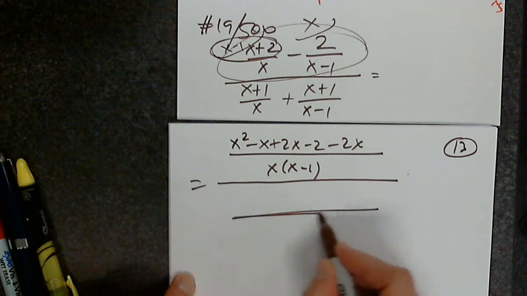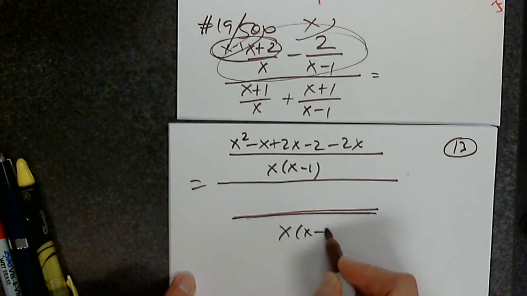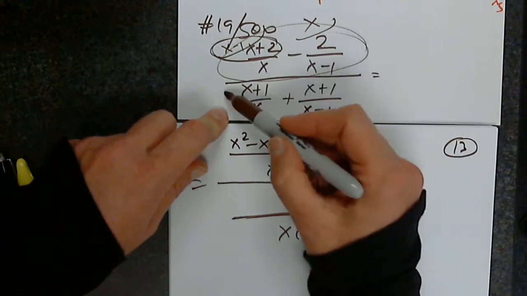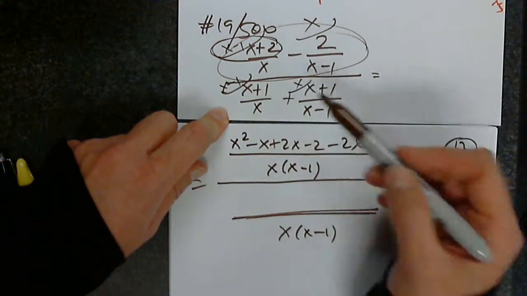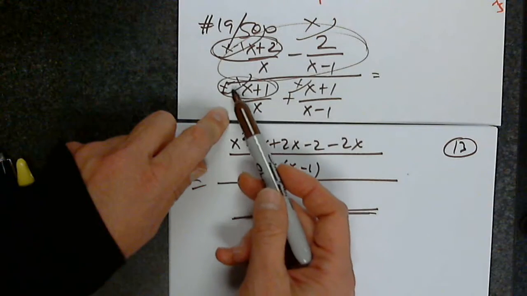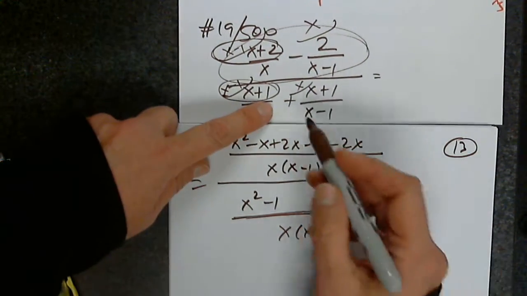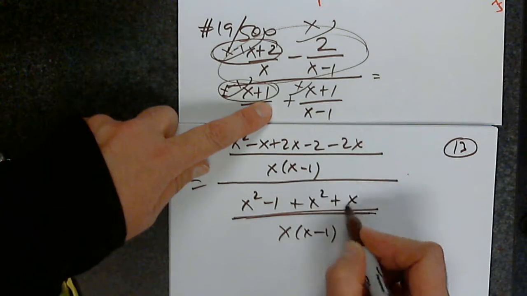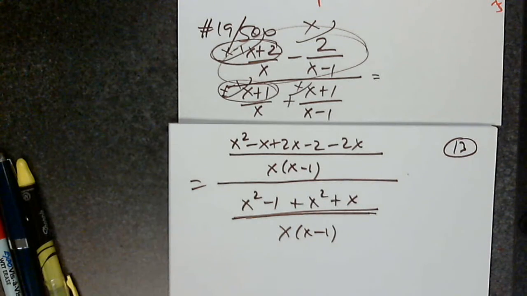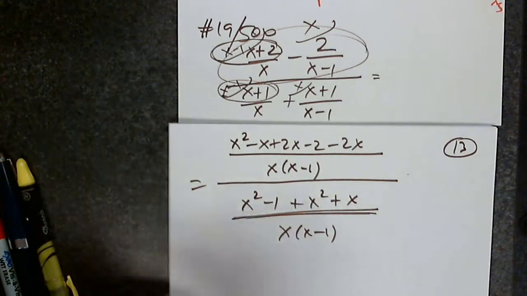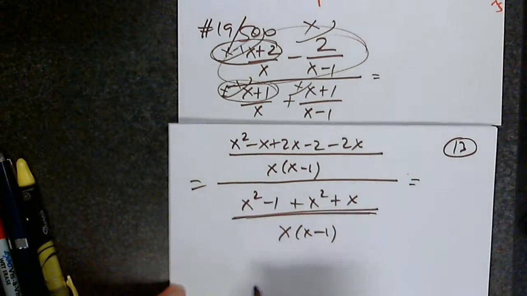So now the denominator has the least common denominator, which is x times x minus 1. This needs an x minus 1, and this one needs an x. But I know how to multiply x minus 1 by x plus 1. I know it's the difference of squares, x squared minus 1. And then plus x squared and plus x. So yes, I perform the operations at the top as if they're alone on this planet. I perform the operations at the bottom as if they're alone and not part of a complex rational expression.